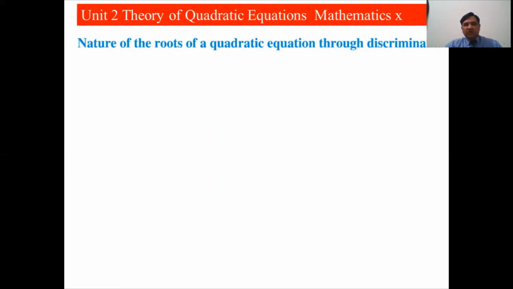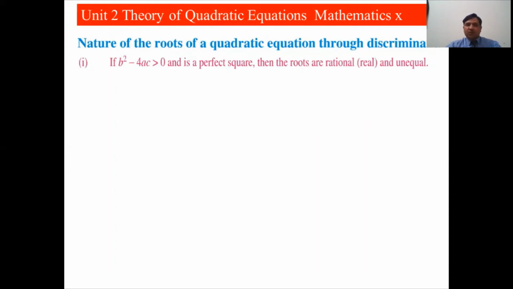If you find that the discriminant is greater than 0, meaning discriminant positive and perfect square, then the roots will be real, you can say rational and unequal. If the discriminant is greater than 0 and a perfect square, then the roots will be rational and unequal. If discriminant b square minus 4ac is greater than 0 but not a perfect square, then the roots will be irrational and unequal.